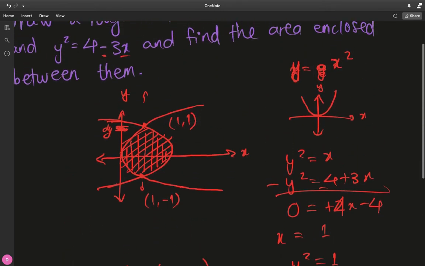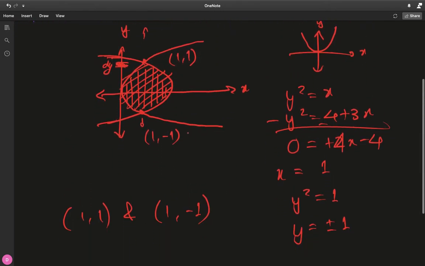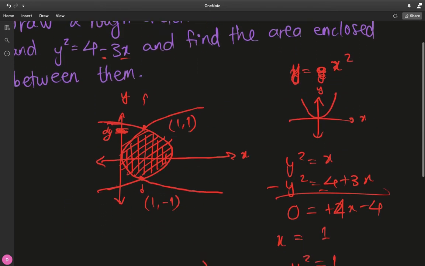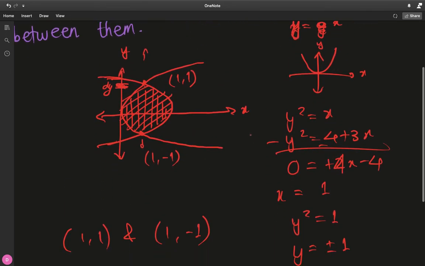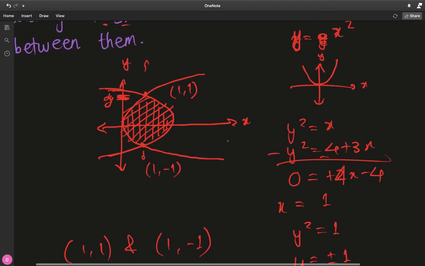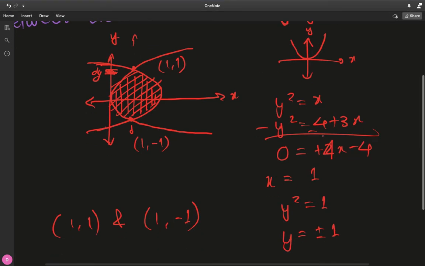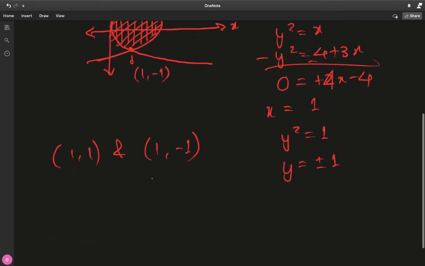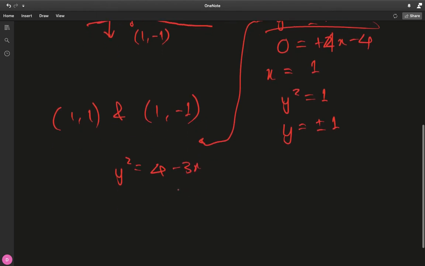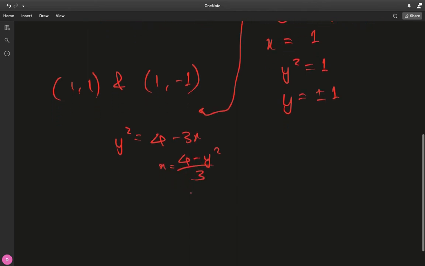We'll need everything in terms of y, all x's in terms of y. So what we're going to do is solve for x in terms of y. We don't need to look at the first one, it's already good. So look at the second. y squared is equal to 4 minus 3x. So we'll have 4 minus y squared over 3 is equal to x.